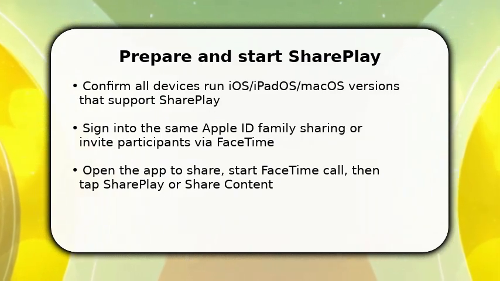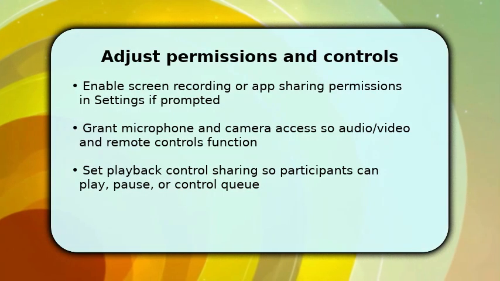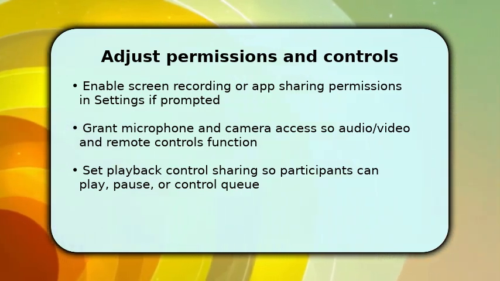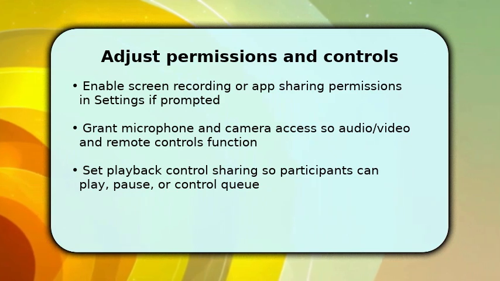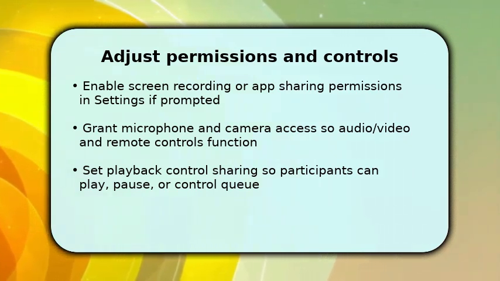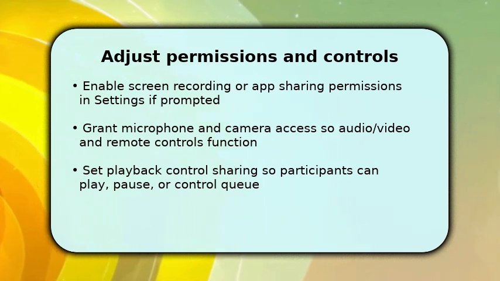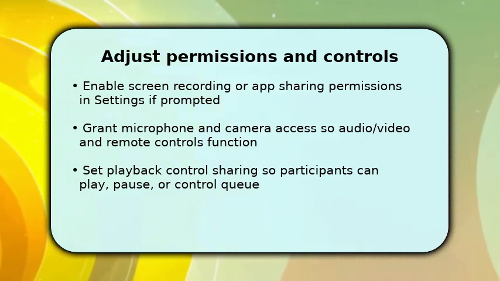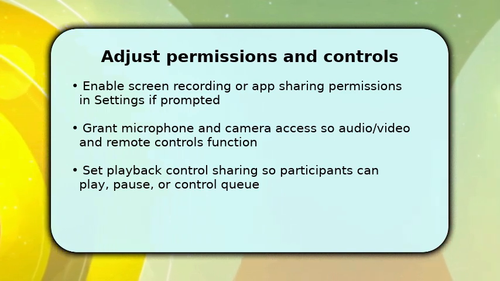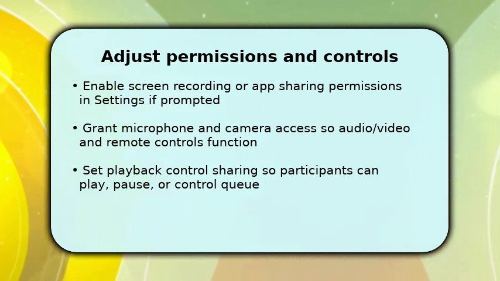Now you focus on permissions and control settings because mismatches cause failures. Open Settings and enable screen recording and the app's SharePlay permission. Make sure microphone and camera access remain active for FaceTime. Next, manage playback controls so everyone can play, pause, or skip. This is often in the app's SharePlay prompt. If someone can't control playback, reissue the control share or have them rejoin.